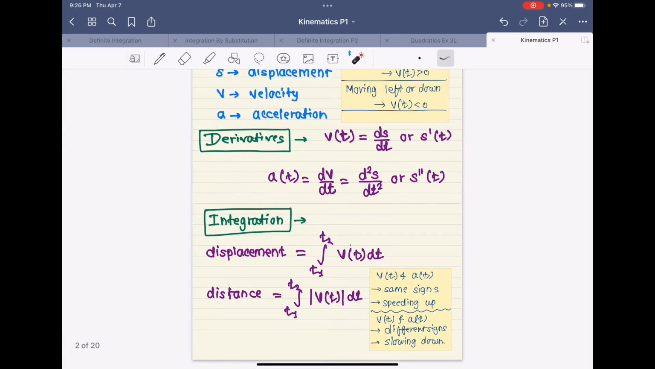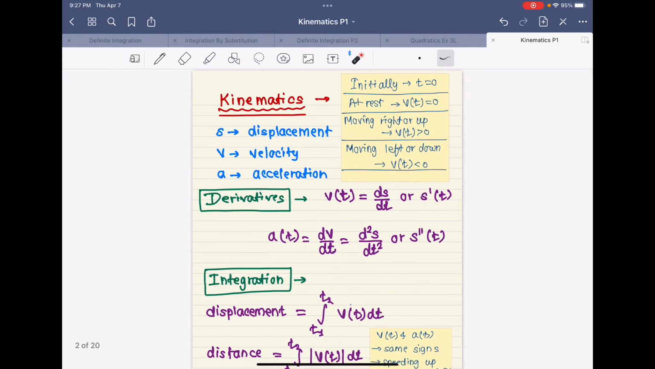Integration. Integration is the reverse process of derivative. So if you know the velocity function and you know the lower limit of time and the upper limit of time, you simply take the integration of velocity, and you will get the displacement between the two times. And if you take the absolute value, that means the modulus value of velocity, between the same lower time and upper time, you will get the distance, because distance is a scalar quantity. So we have to convert that into a modulus part.